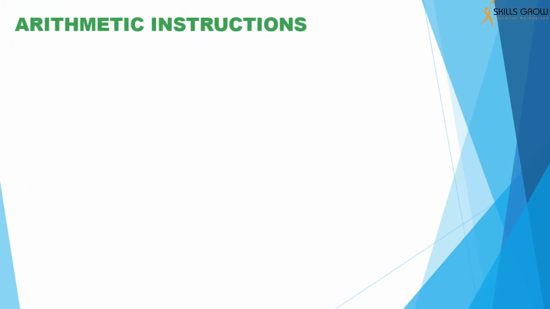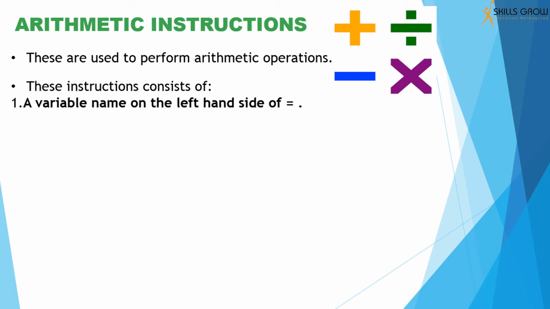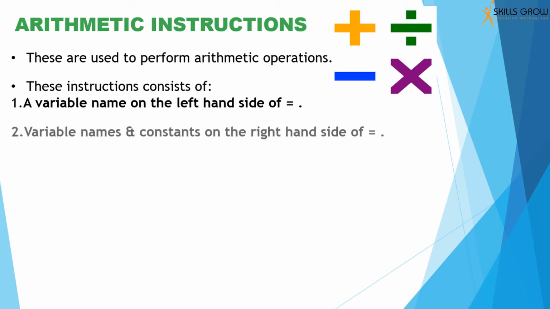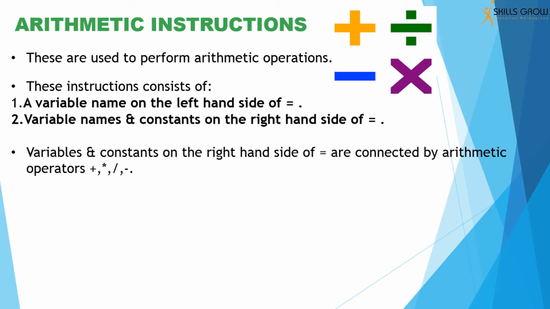Arithmetic instructions. These instructions are used to perform arithmetic operations. In these instructions, on the left hand side of equal to symbol, we have a variable name. And on the right hand side of it, we have constants and variables. Variables and constants on right hand side of equal to are connected by arithmetic operators like addition, multiplication, division, etc.